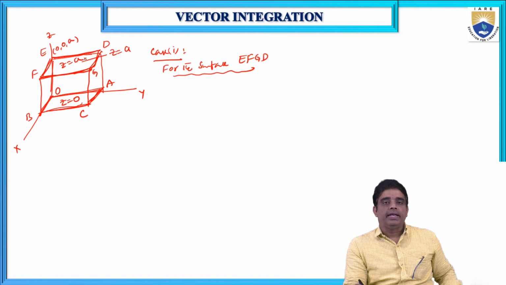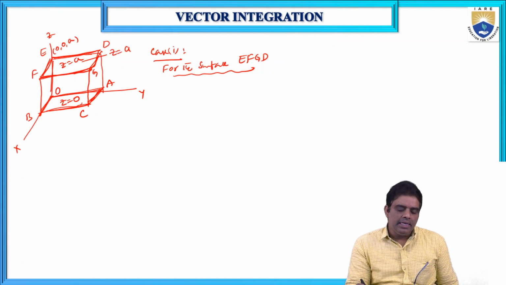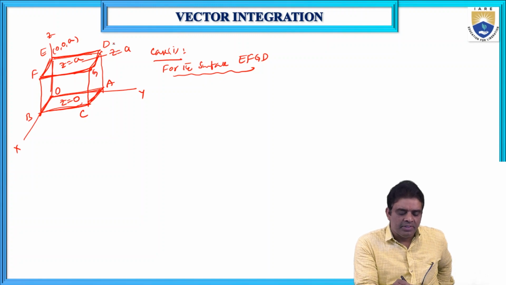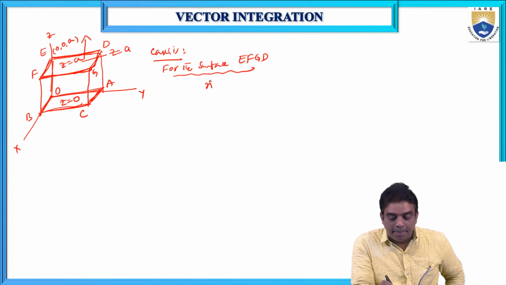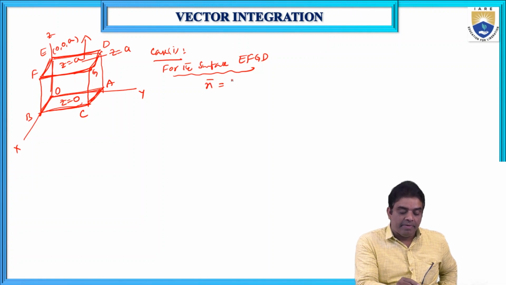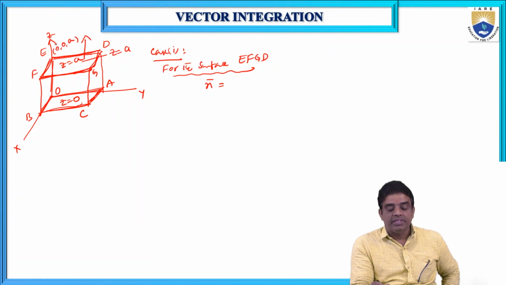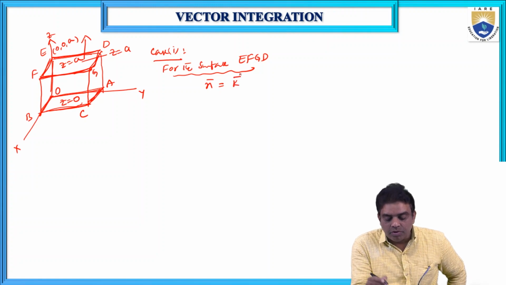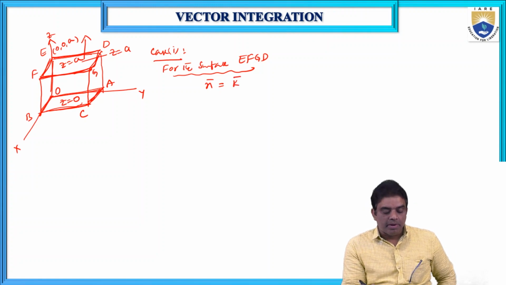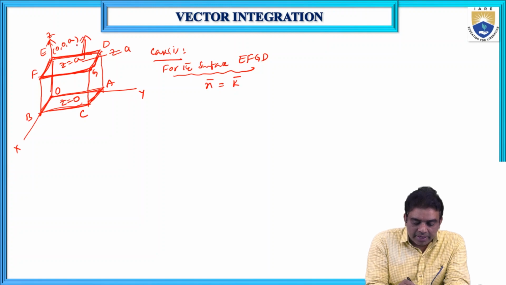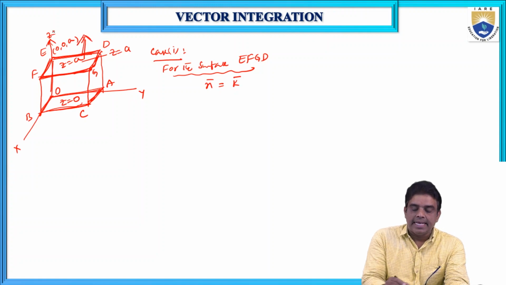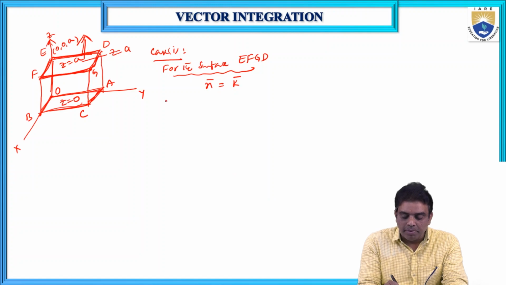Now I want to find the surface integral across the surface EFGD. Here, what is the outward normal vector? The outward normal vector n cap is along the direction of the z axis, so n cap is equal to k bar. Clear? This is the surface, and the outward normal to the surface is along the z axis.